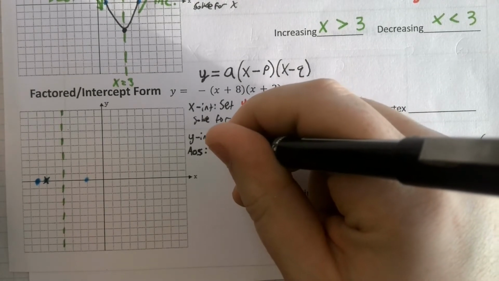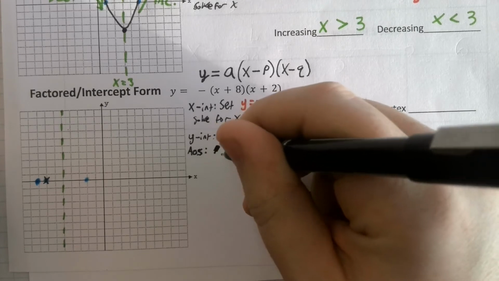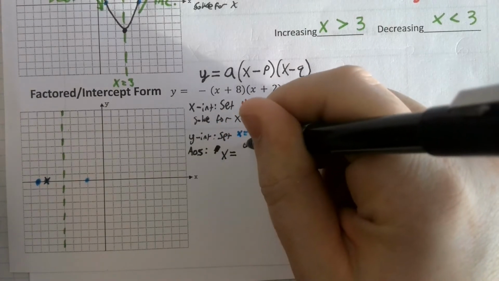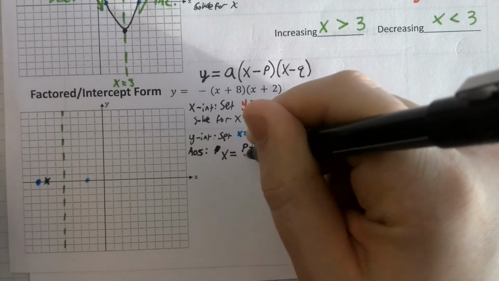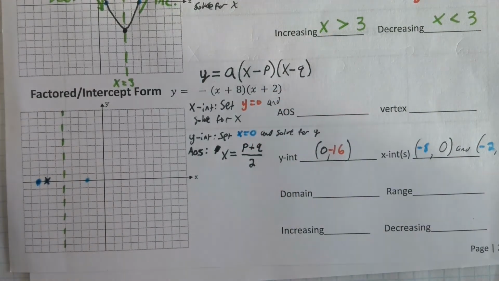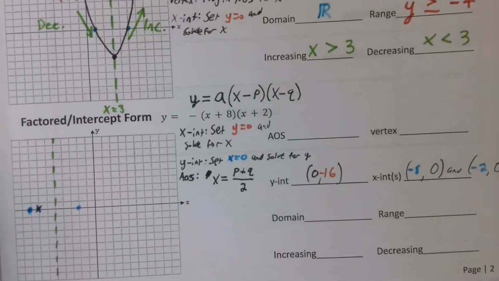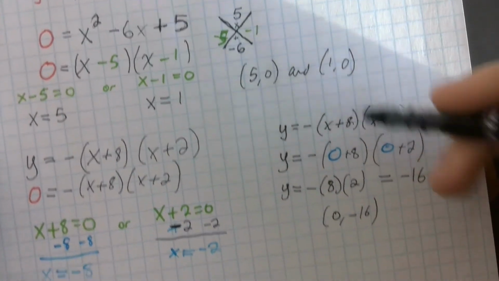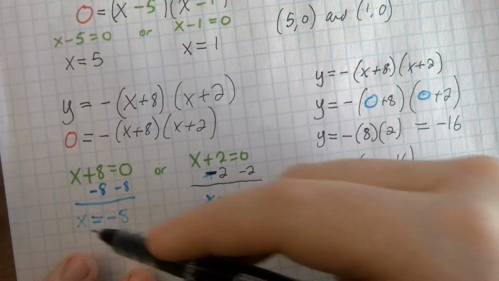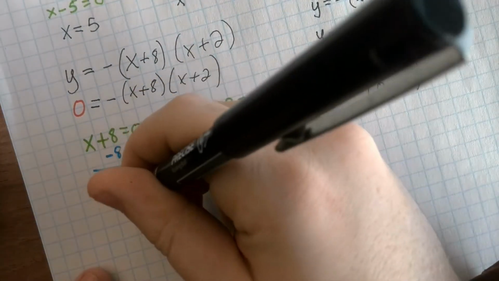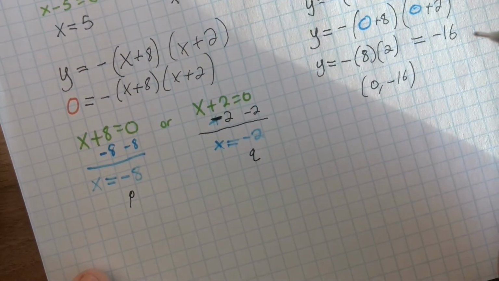To find the axis of symmetry, x equals, meaning our axis of symmetry equals, (p plus q) over 2. We just add together our two x-intercepts and divide by 2. Remember, however, that p and q are what come after the minus sign in parentheses. If there's a plus sign like we have here, we know that our x-intercepts were negative, right? We knew it was negative 8 and negative 2. Negative 8 is our p, negative 2 is our q.